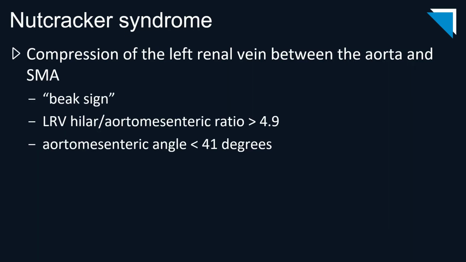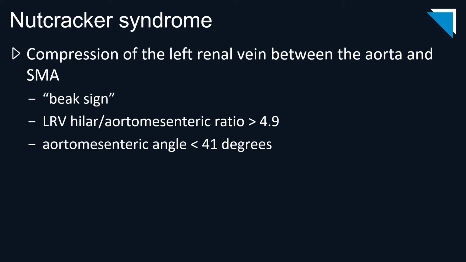Nutcracker syndrome occurs when the left renal vein is compressed between the aorta and the superior mesenteric artery, not to be confused with SMA syndrome, which involves obstruction at the level of the duodenum due to similar circumstances. Of course, this is radiology, so everything has a sign.